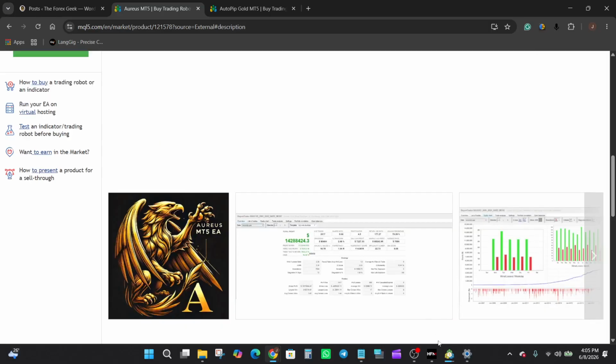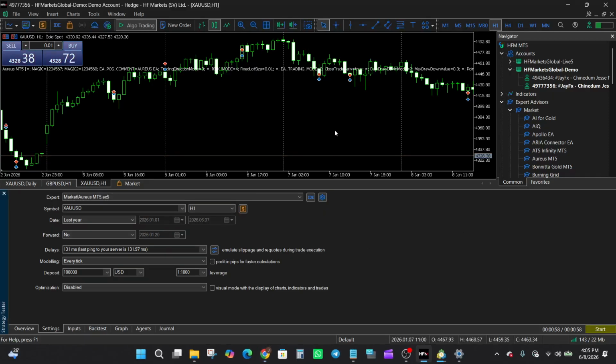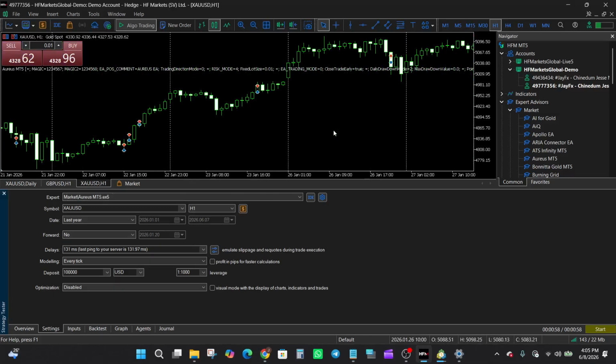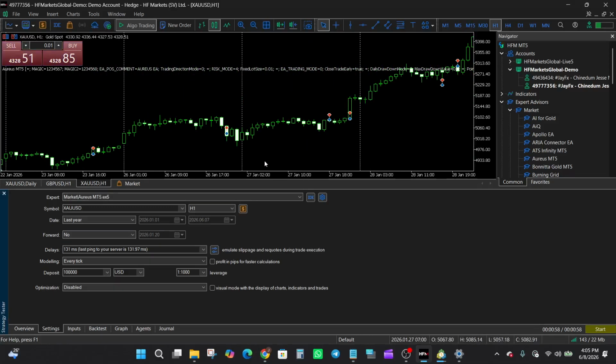But let's just also go to our own strategy tester to see how the EA performed in recent market conditions. So we're testing the Aureus EA on XAUUSD on the H1 time frame. We are testing it from the beginning of 2026 till June, which is the current month, and the delays is last ping to the server that we are using, every tick modeling.